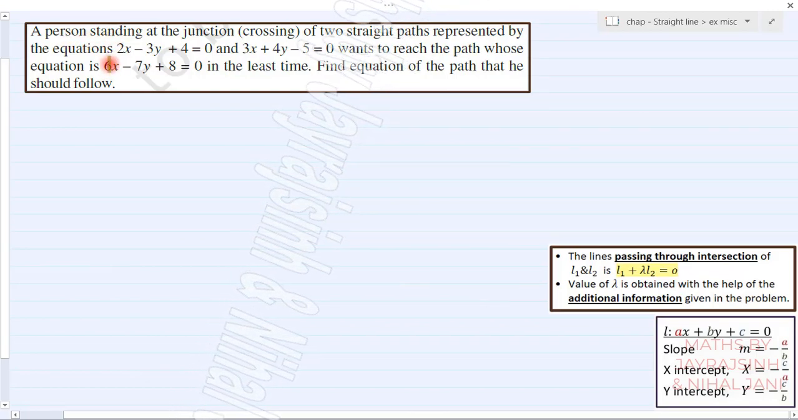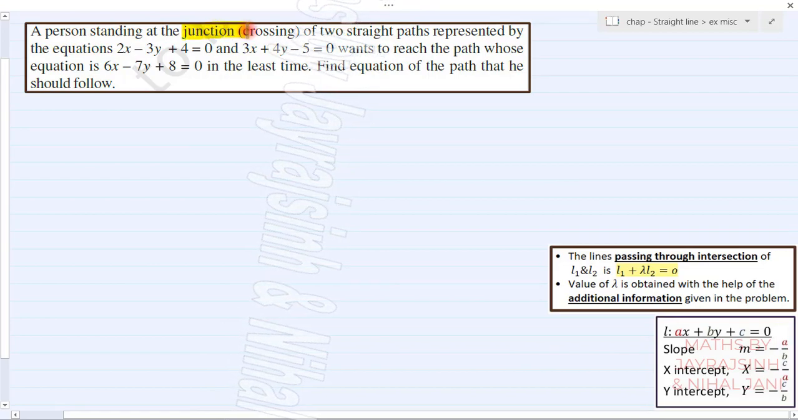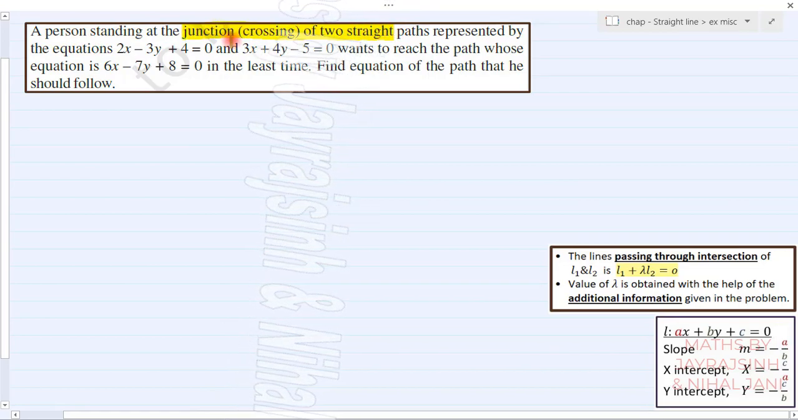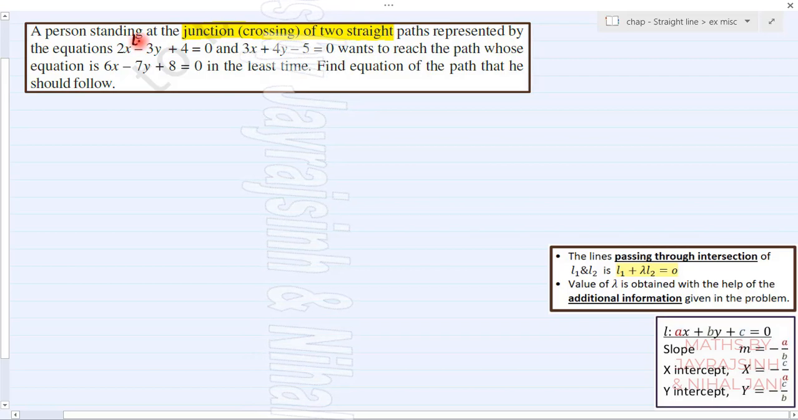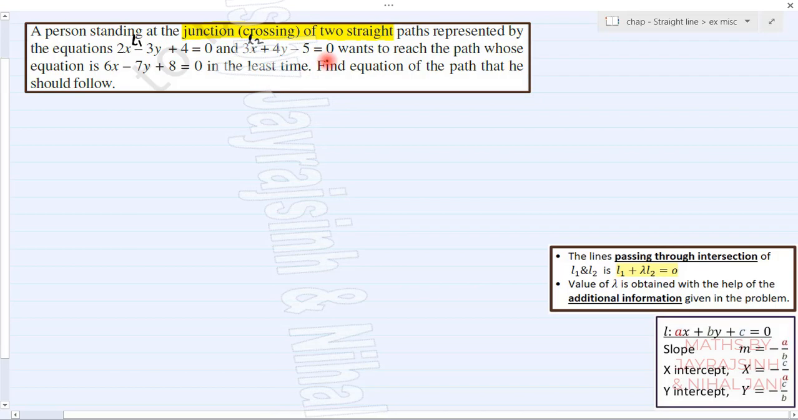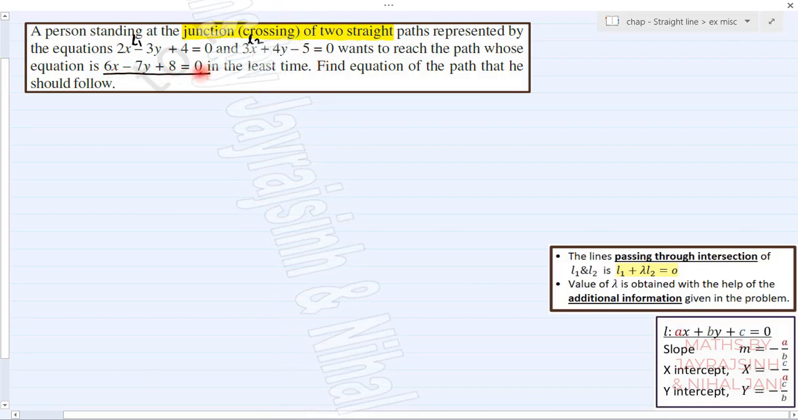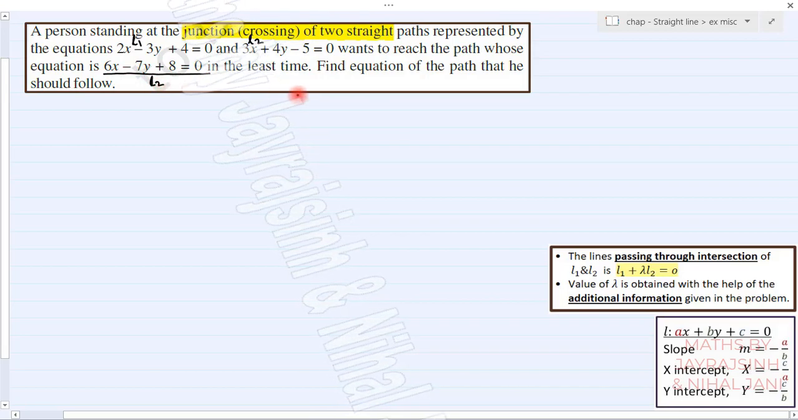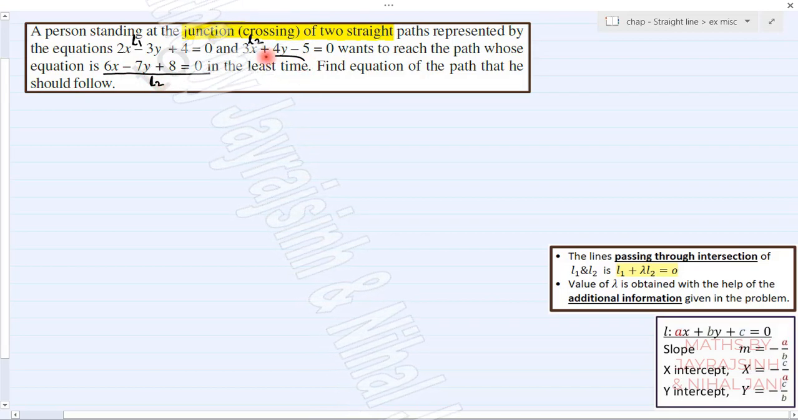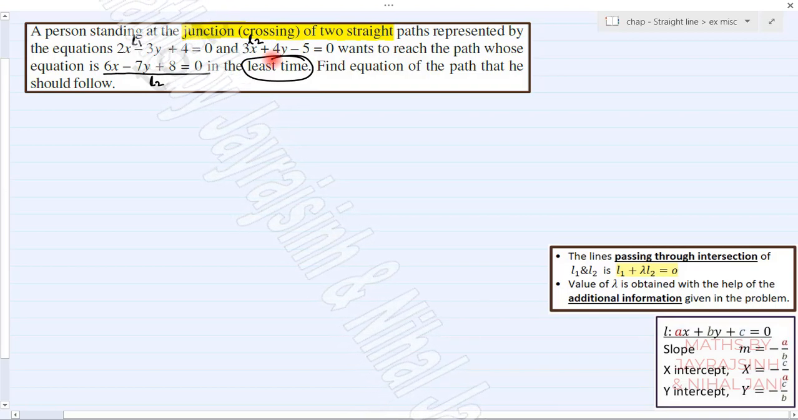Here we have one interesting question. A person is standing at the junction of two straight paths represented by equation L1 line and L2 line. Wants to reach a path whose equation is 6x minus 7y plus 8. Let's say this is your L3. In least time, we have to find equation of path that can be followed.